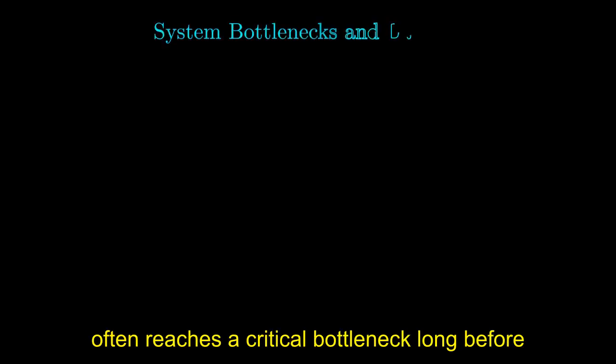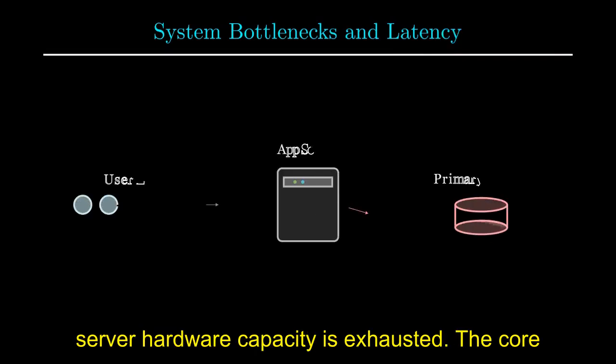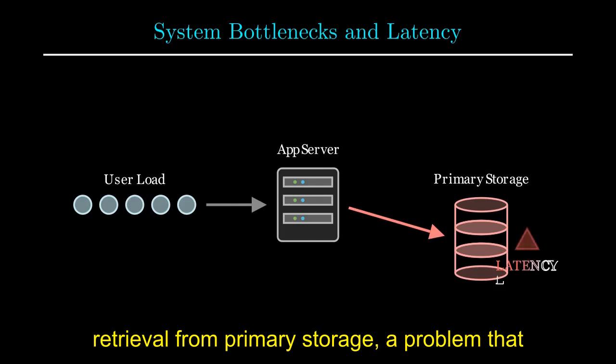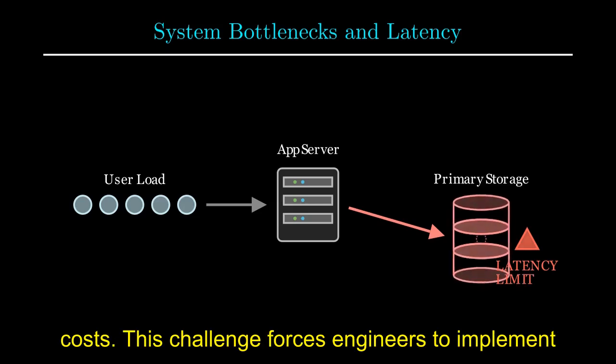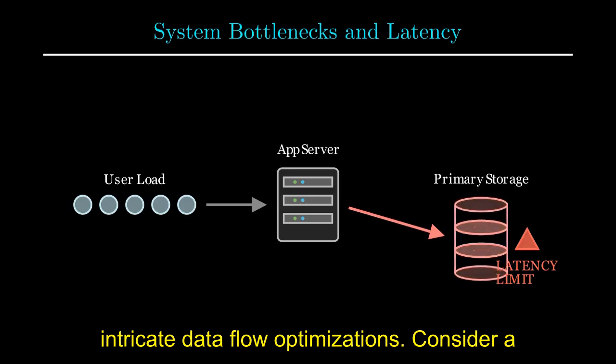System performance, under increasing user load, often reaches a critical bottleneck long before server hardware capacity is exhausted. The core dilemma lies in the fundamental latency of data retrieval from primary storage, a problem that direct scaling rarely solves without prohibitive costs. This challenge forces engineers to implement intricate data flow optimizations.